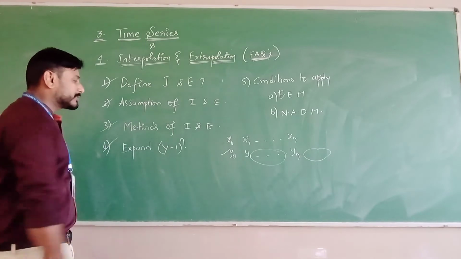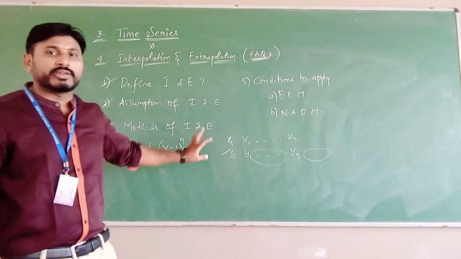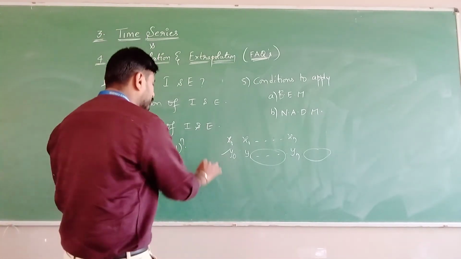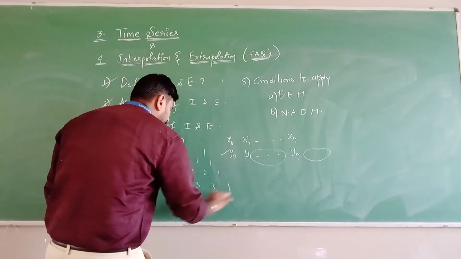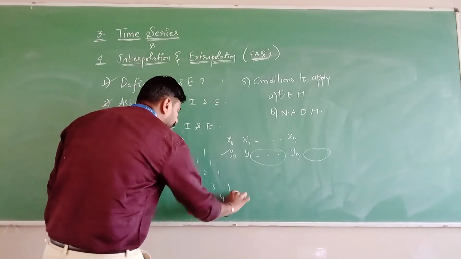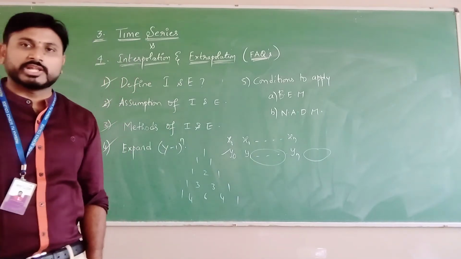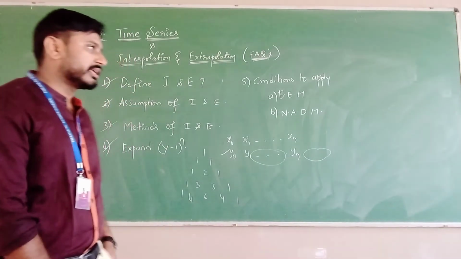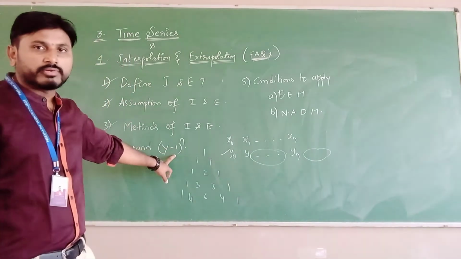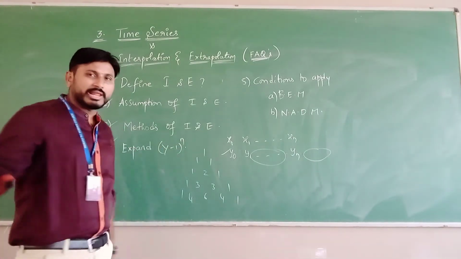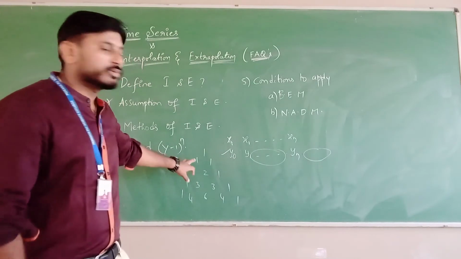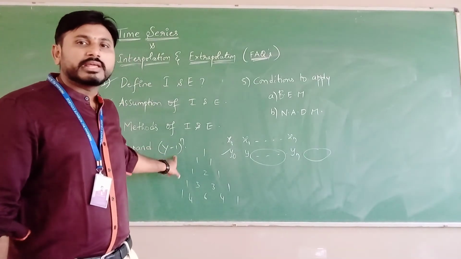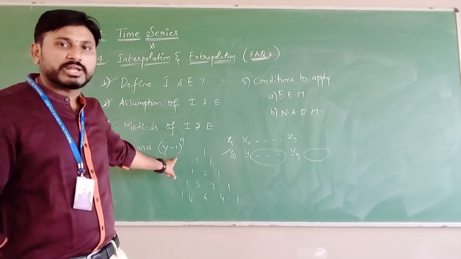Next one is the expansion of (y minus 1) whole power n. As you all know the Pascal's triangle: 1; 1, 1; 1, 2, 1; 1, 3, 3, 1; 1, 4, 6, 4, 1. So this way you know the Pascal's triangle. By using this Pascal's triangle, we can easily expand this form, right? In place of n, it can be 2, 3, 4, 5, 6, 7, any n, whatever it is. By using the Pascal's triangle, we can expand this form, (y minus 1) whole power n.